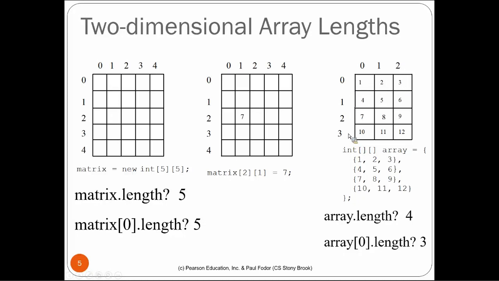And now I'm taking an example in which the number of rows is different than the number of columns. In this case, we have 4 rows with indexes from 0 to 3. The array.length for that specific array gives us the length of that array, which is the number of rows, 4. And array[0].length gives us the length of the row with index 0, which is in fact the first row of the matrix. Okay?